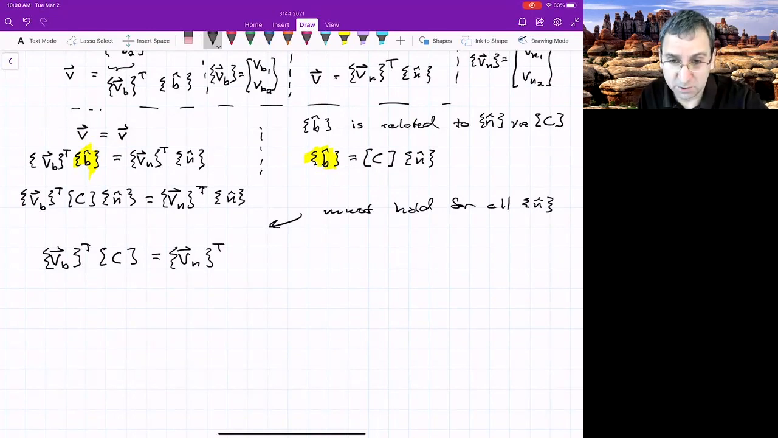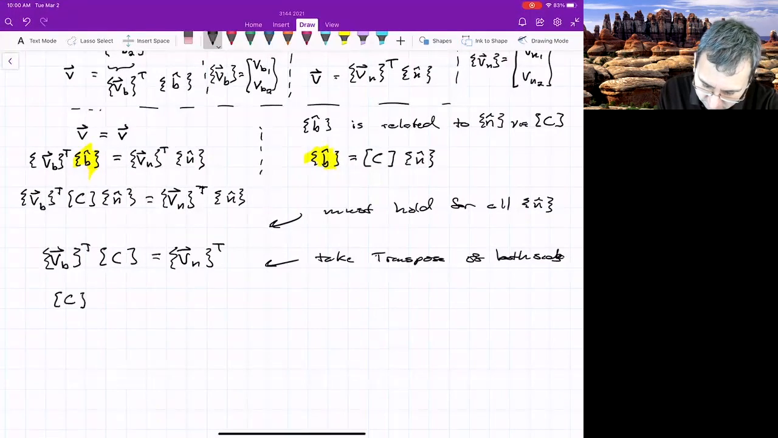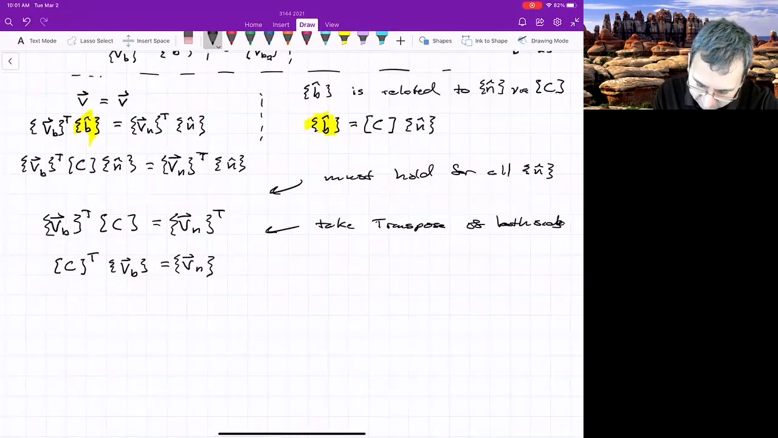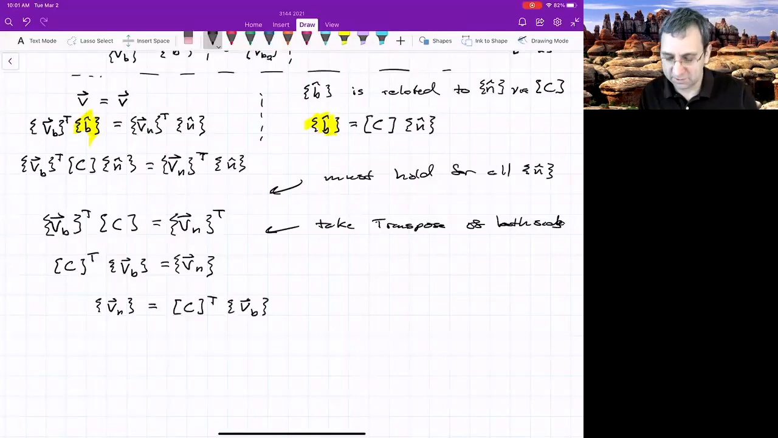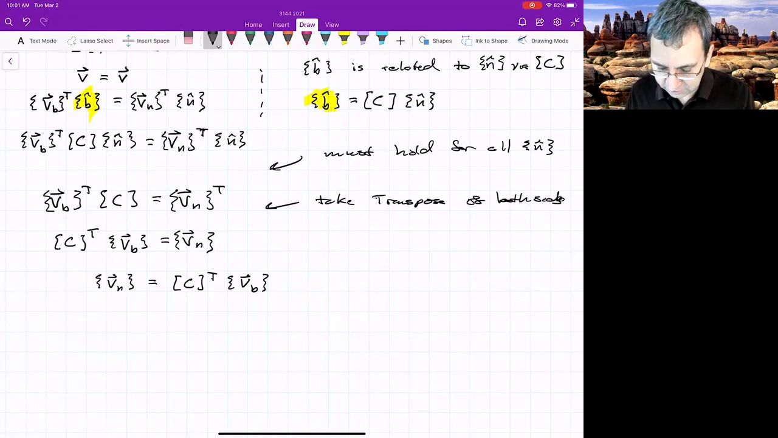I don't want to write this in terms of transpose. So if I take the transpose of both sides, I'll get C transpose V_B equals V_N. Okay. And it's probably easier if I just rearrange how I'm writing that. V_N equals C transpose V_B. So this is helpful if I had the components in terms of the B frame, and I want to know what these components are in terms of the N frame, but maybe I want to go the other way. Well, I could use the fact that this is a rotation matrix and just multiply both sides by C.